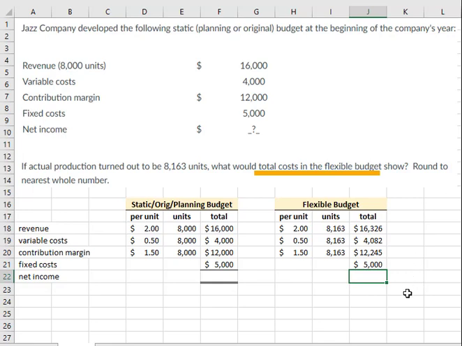They want to know what the total costs were. Well, the total costs are your fixed plus your variable costs. So your total cost here would be the variable cost plus the fixed cost. Let me know if you have questions.